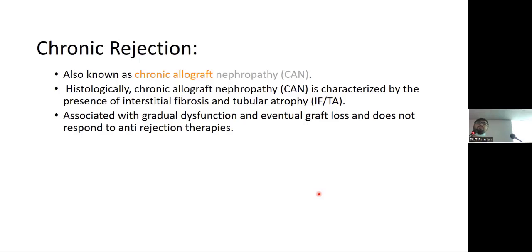and the absence of these cells and staining of antibodies will diagnose a case of antibody-mediated rejection. This is the difference. This was present in this slide.